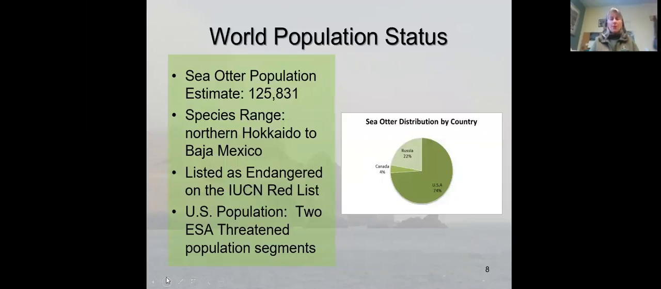So where we think we came from, something like less than 3,000 animals worldwide, widely dispersed across that whole range I just showed you, to a sea otter population estimate globally of about 126,000. The range is still the range of the species.